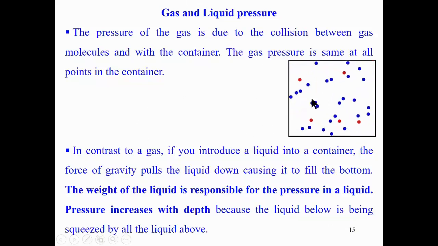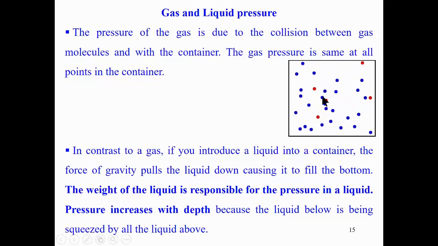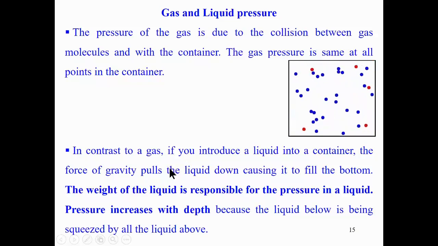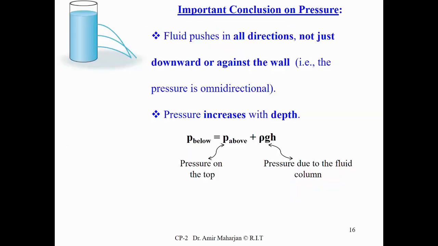Gas pressure in a tank has different origins, because of collision, as opposed to the hydrostatic pressure, whose origin is completely gravity. So here's the important conclusion on hydrostatic pressure. Fluid pushes in all directions, not just downward or against the wall, and pressure increases rapidly with depth. And how do you know that? Because of this force. The pressure below at a given depth is the pressure above, which may be atmospheric pressure or any other pressure, you need to figure that out, plus the density of the fluid times gravity times height.